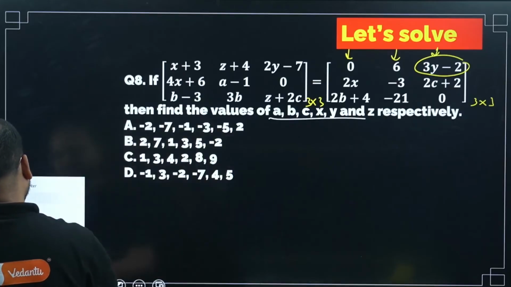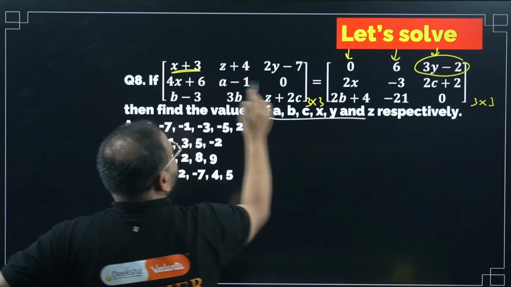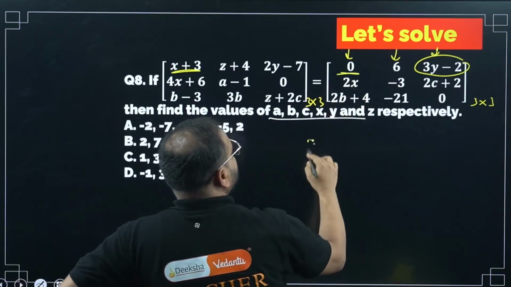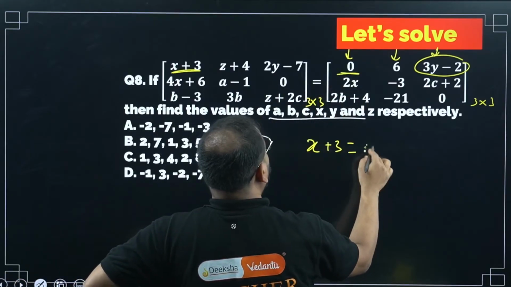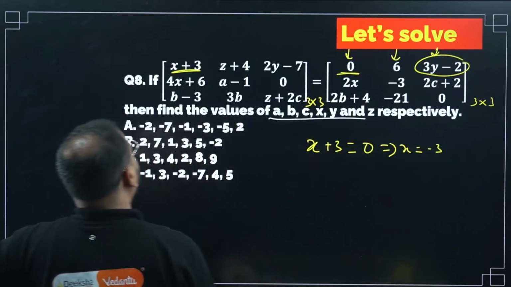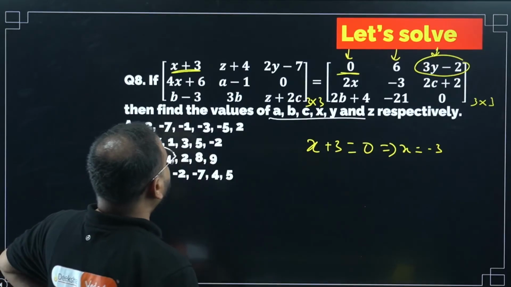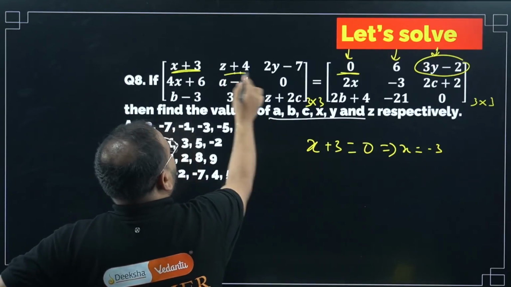See, simple. To find X, compare this and this. So X plus 3 equal to 0. X equals minus 3. Correct. X equals minus 3. Okay. What about Y? We can get Z from here also.